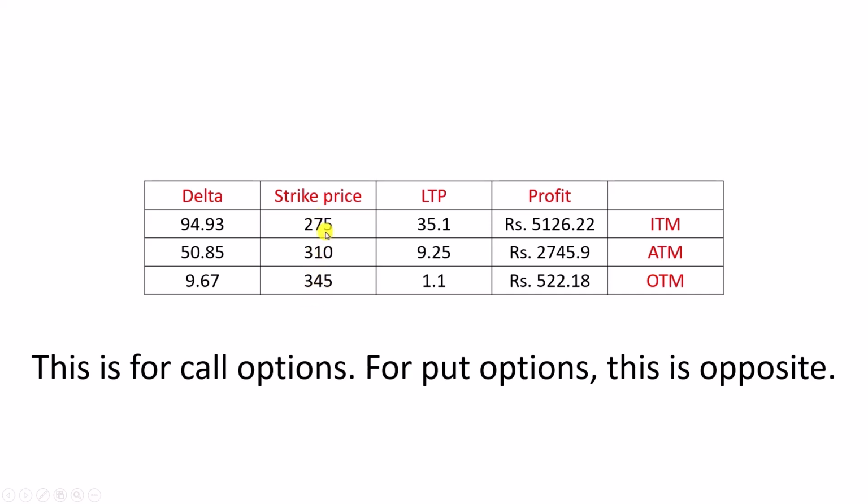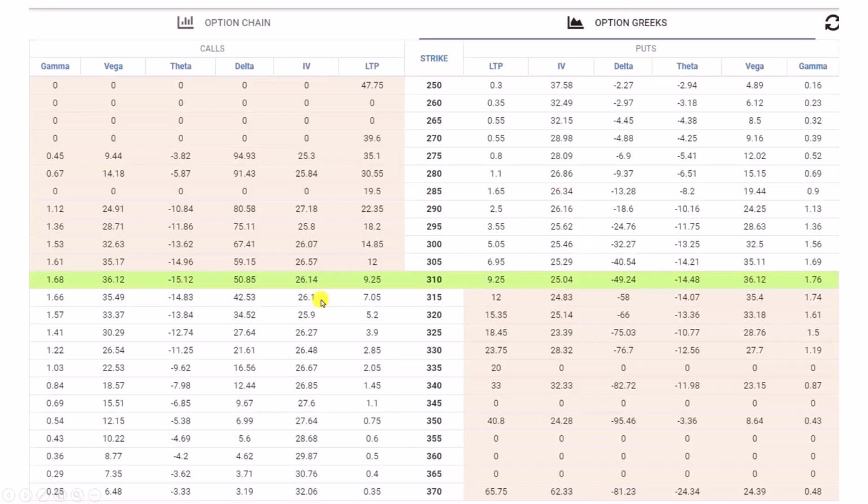Here for this strike price, if the price of the stock goes according to your direction, the profit will be highest. If it doesn't go according to your direction, then the loss will be highest. Whereas here you have minimum loss, minimum profit. Whereas here medium profit, medium loss. All right. So that is for call option. Now coming to put option.